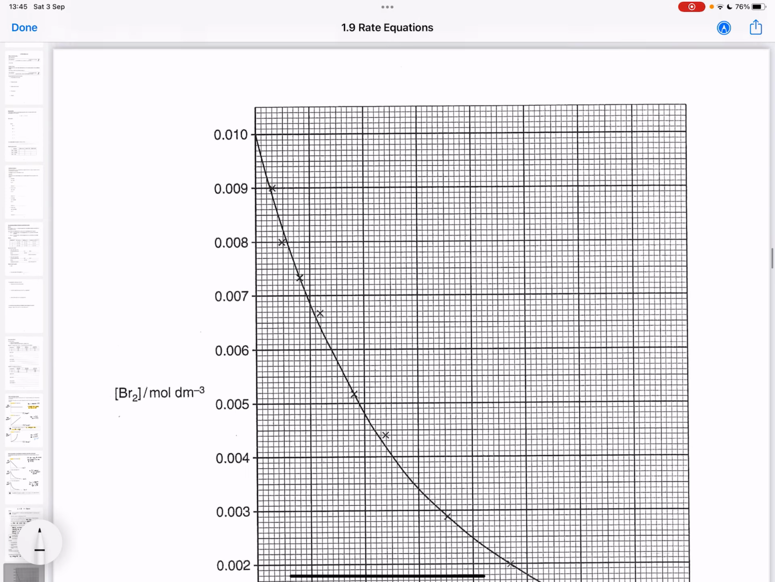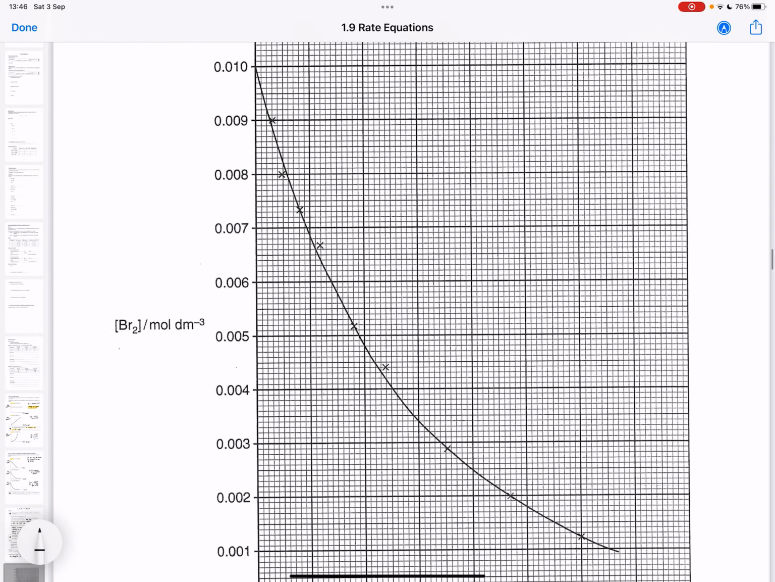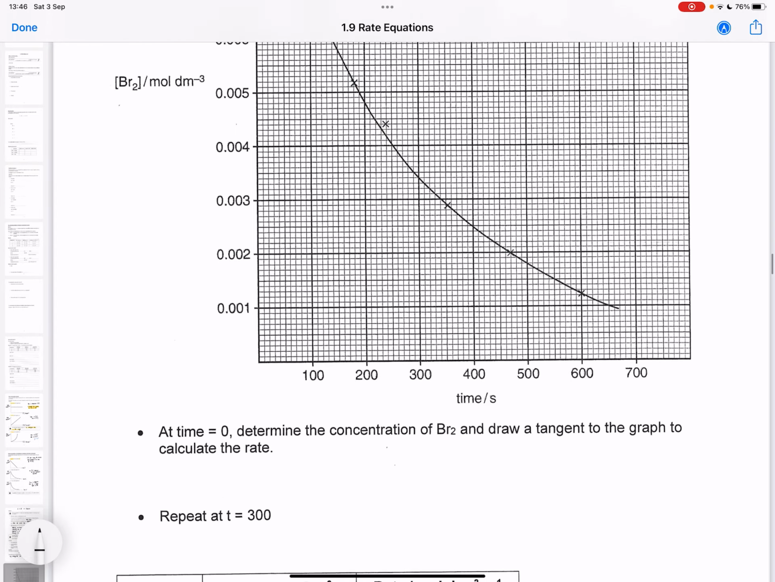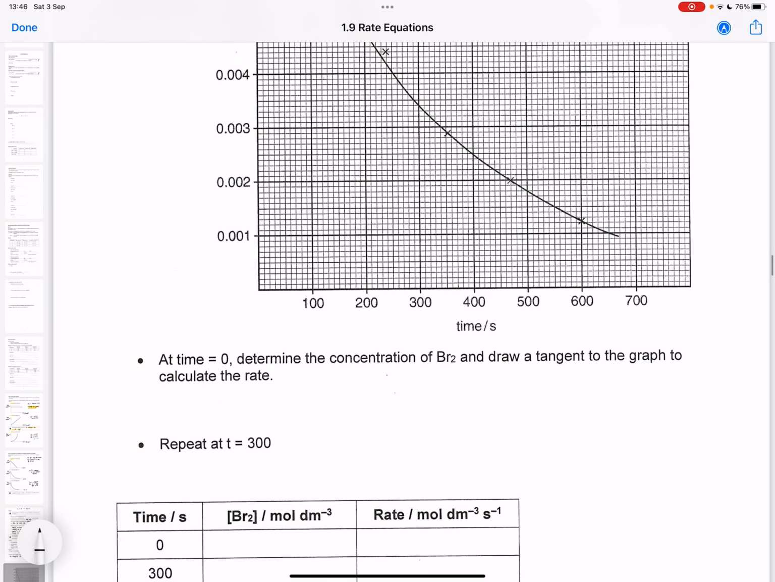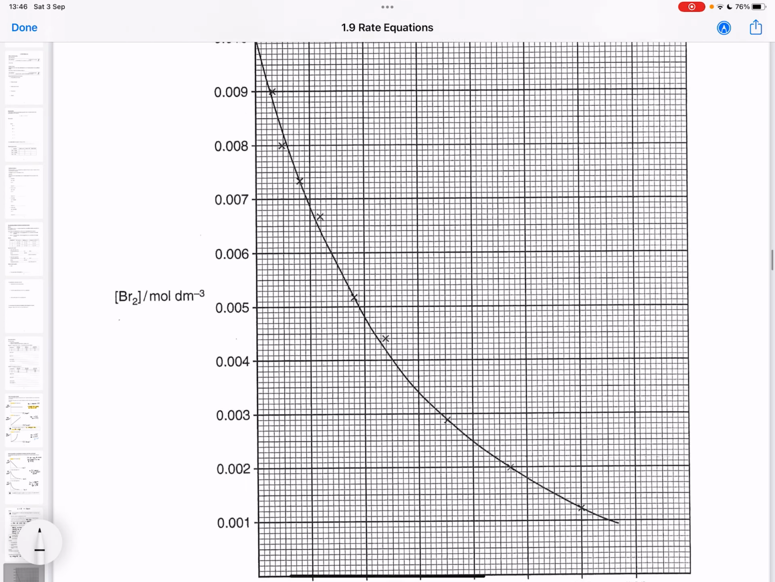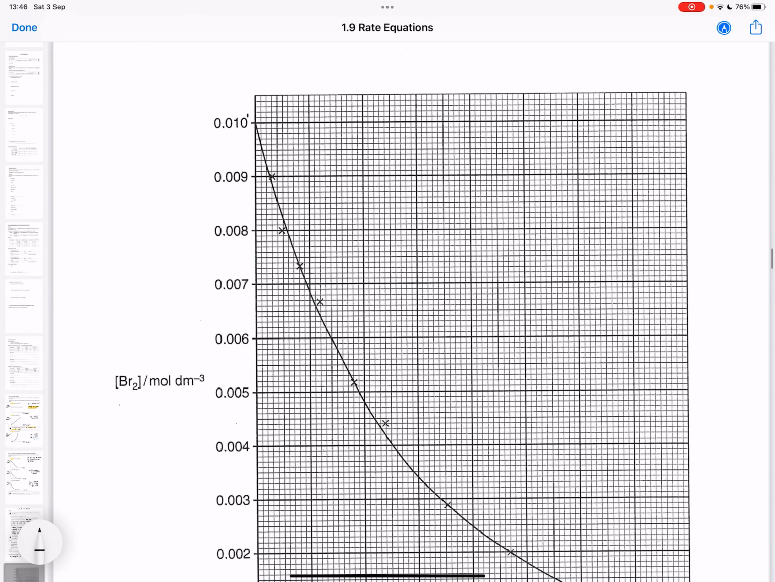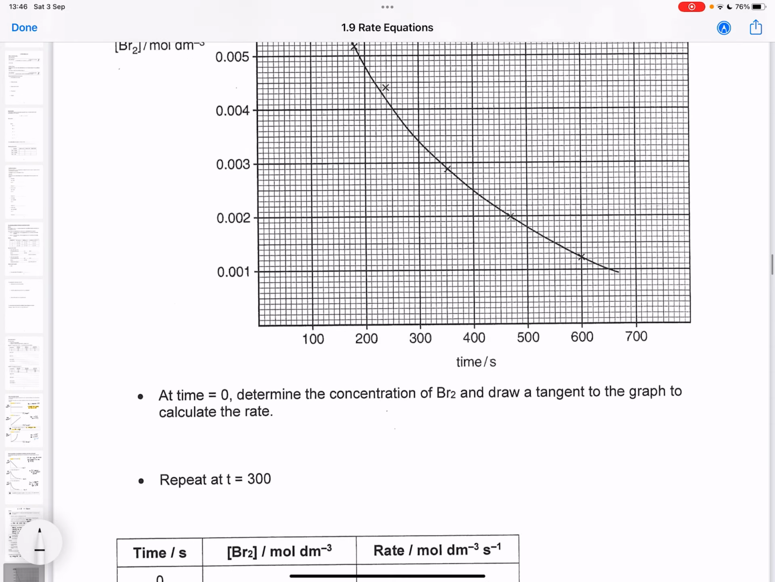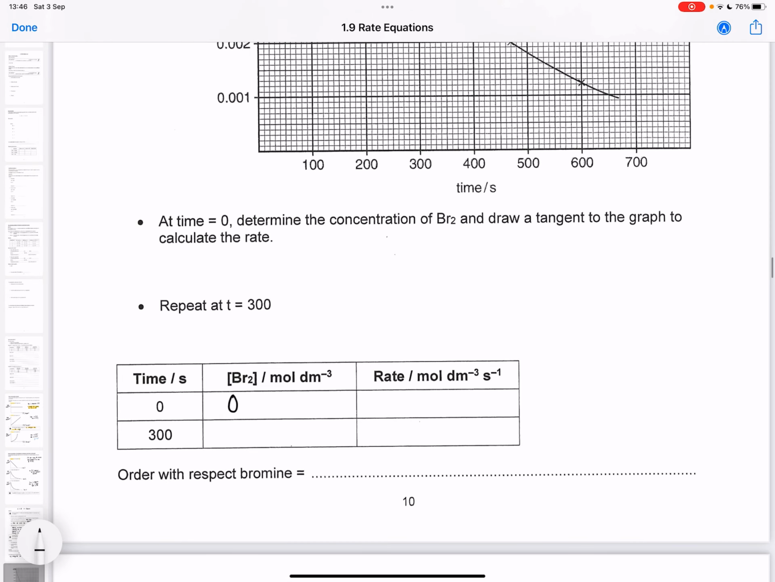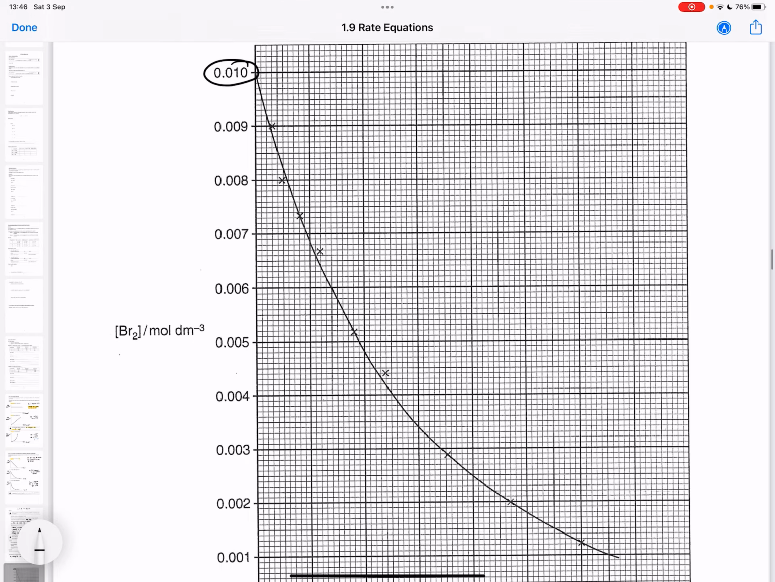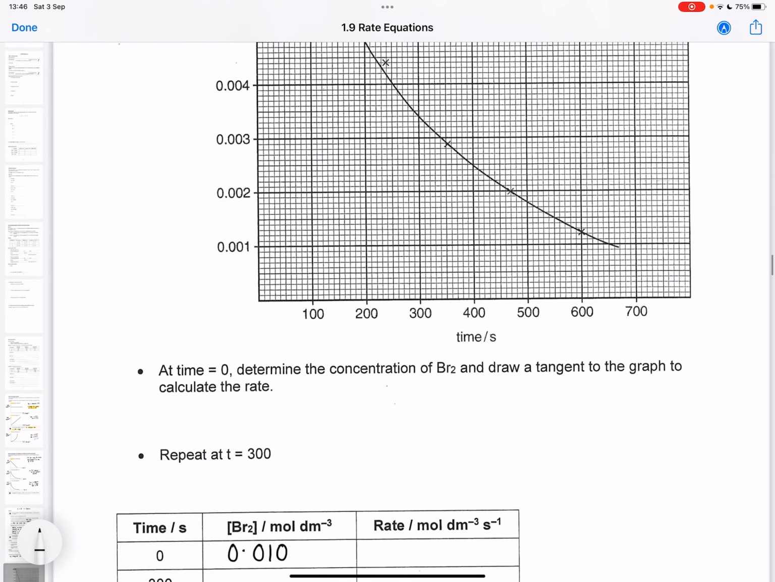And here's a graph, and we're going to have to draw on this graph. It says at time 0, determine the concentration. So if we go back up, and remember that for concentration, we're reading the y-axis value at time 0, so at the start, it's 0.010. Okay, and it says draw a tangent to the graph to calculate the rate.